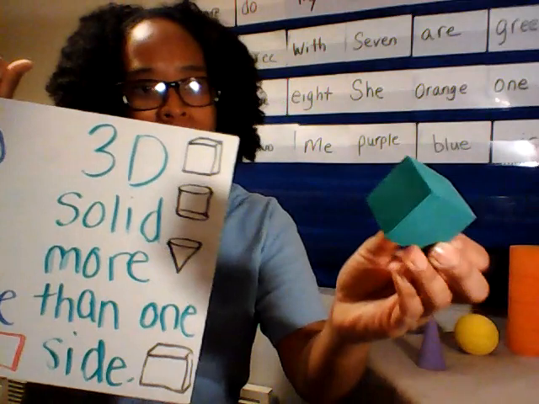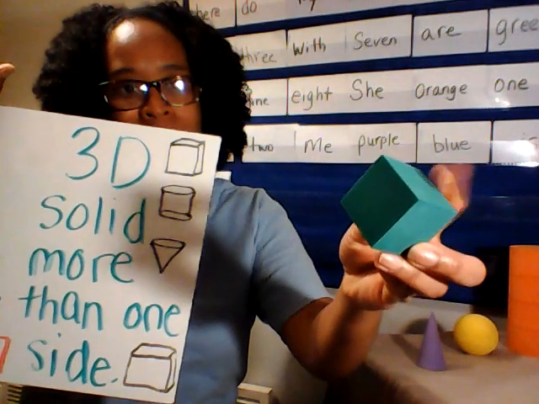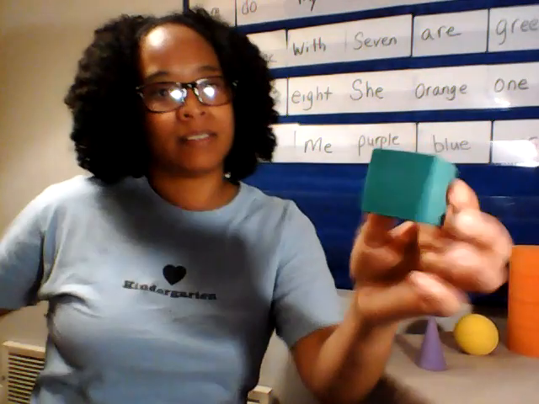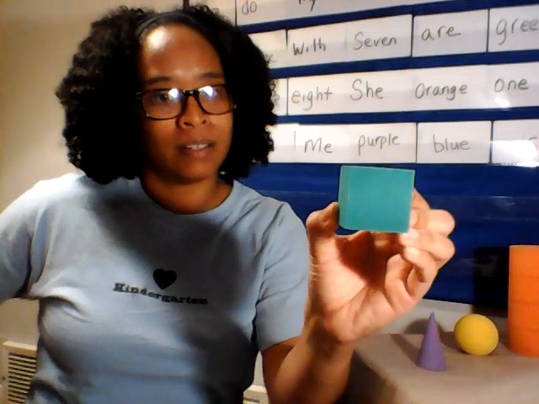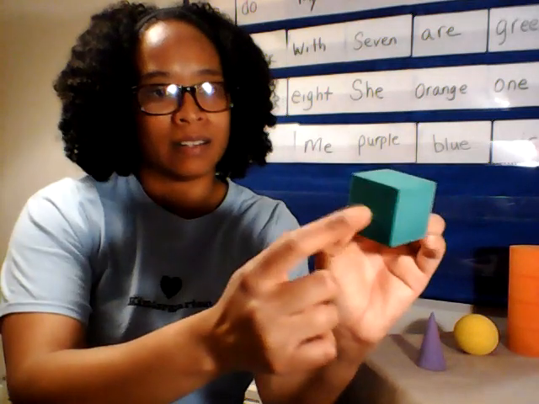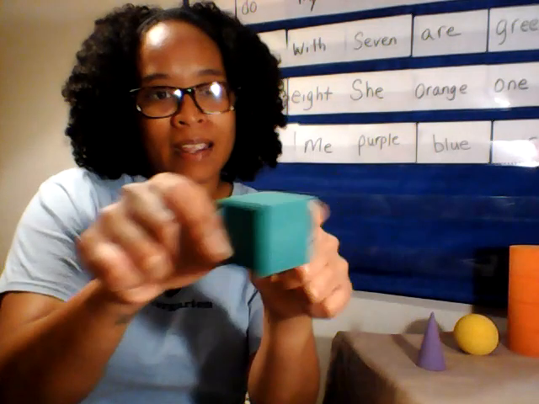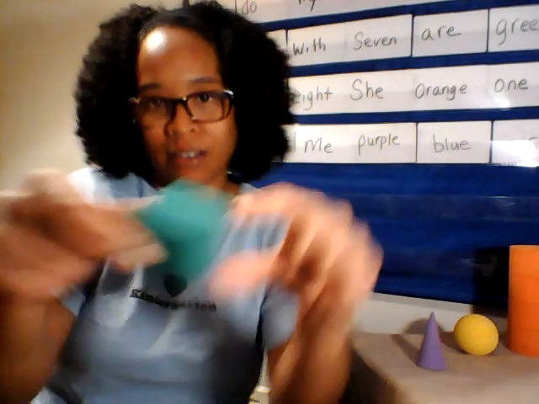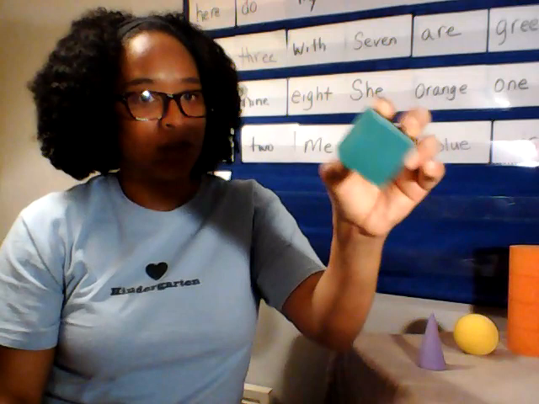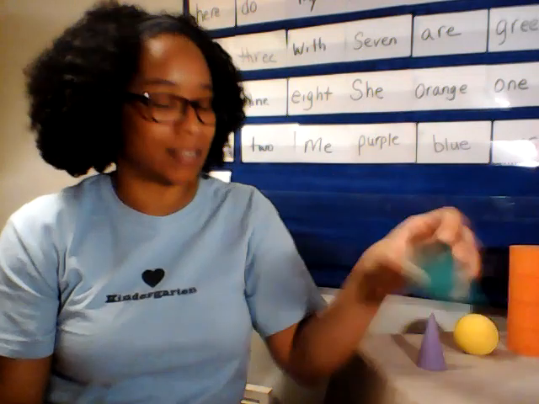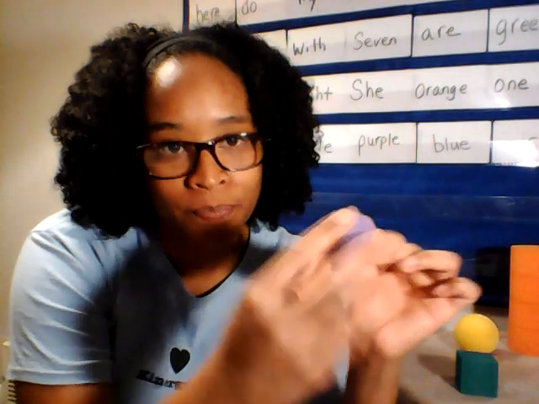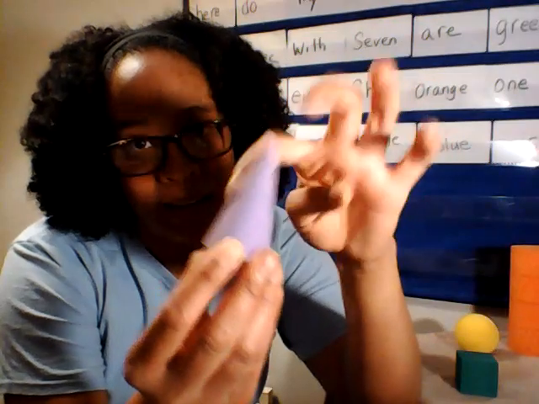Like this cube, it has a top, it has a front, it also has a left side, right side, bottom, and the back side right here. So your 3D shape, you can see more than one side. Here's our cone, which everyone loves, a nice tasty ice cream cone. It has a bottom, and it also has a side around.